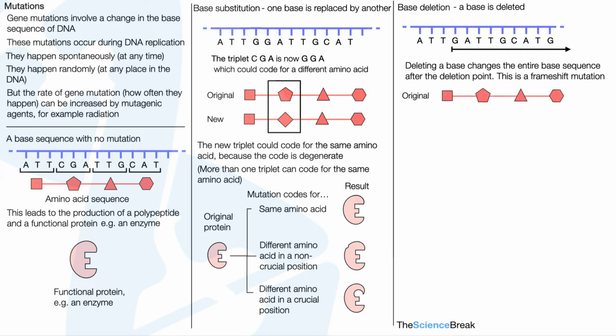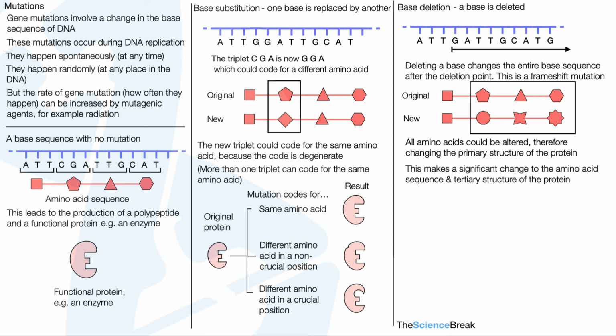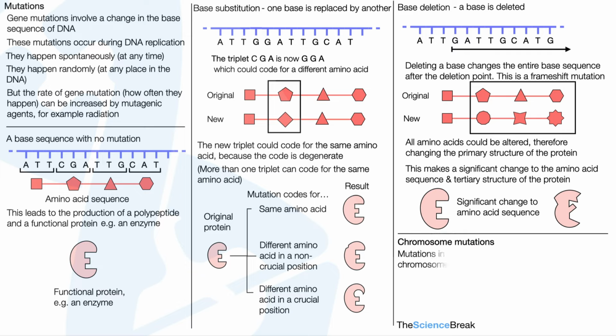So this is the original sequence of amino acids, and this is the new sequence. We can see that every amino acid after the mutation point has changed. All amino acids could be altered after the mutation point, therefore changing the primary structure of the protein. This makes a significant change to the amino acid sequence and therefore the tertiary structure of the protein. Here we have our original protein and the new protein. As you can see, there's a significant change in the final shape due to a significant change in the amino acid sequence.